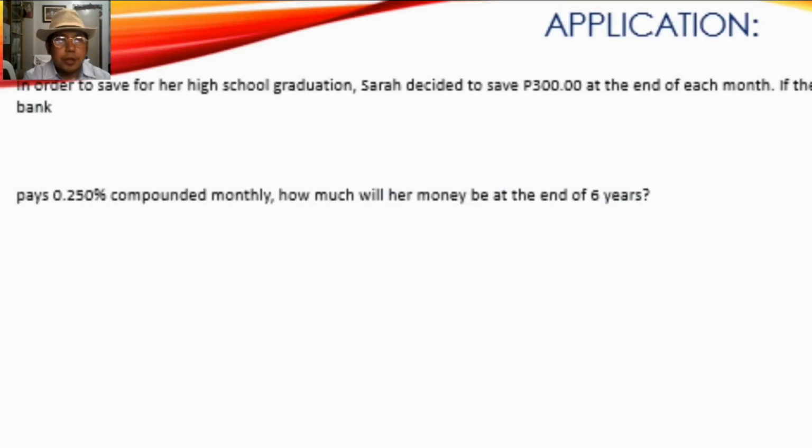We have in here, in order to save for her high school graduation, Sarah decided to save 300 pesos at the end of each month. If the bank pays 0.25% compounded monthly, how much will her money be at the end of 6 years?